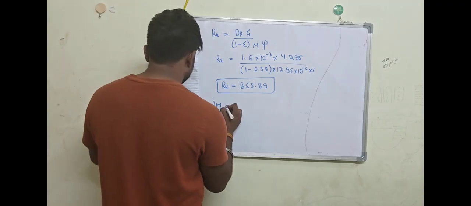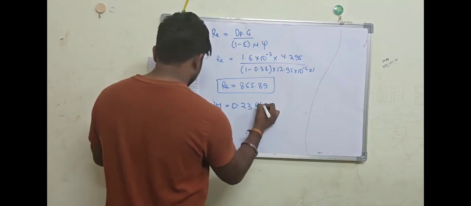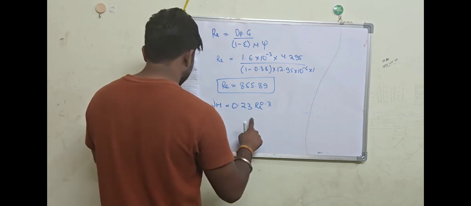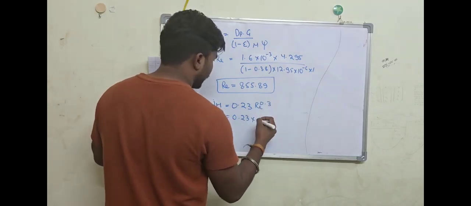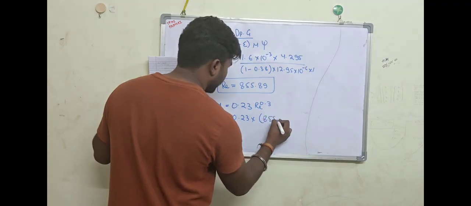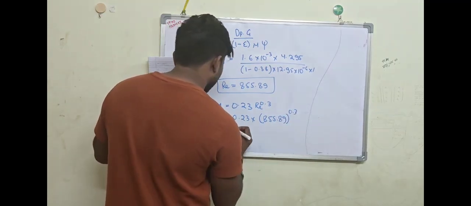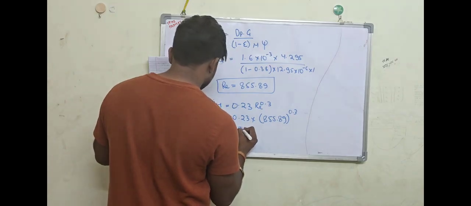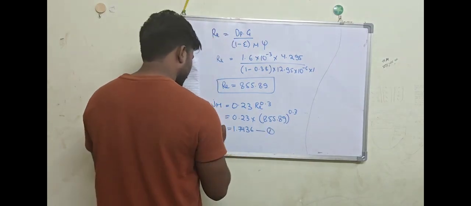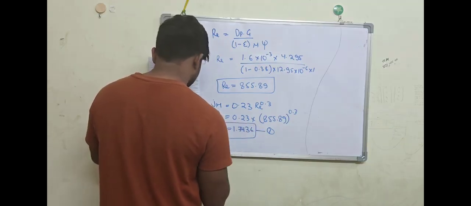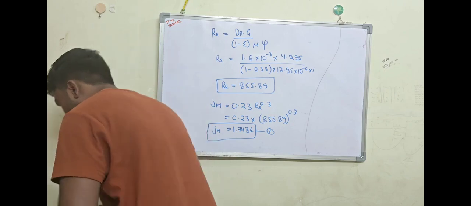The Chilton-Colburn factor for heat transfer was given by the formula 0.23 Re to the power 0.3. Putting in all these values, 0.23 into 855.89 to the power 0.3, which you will calculate and it will be 1.7436. Let's take this as equation 1. So hope you note down this. Let's proceed further.